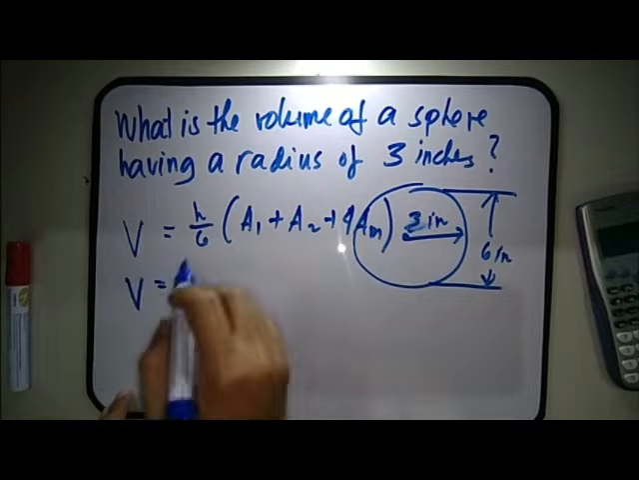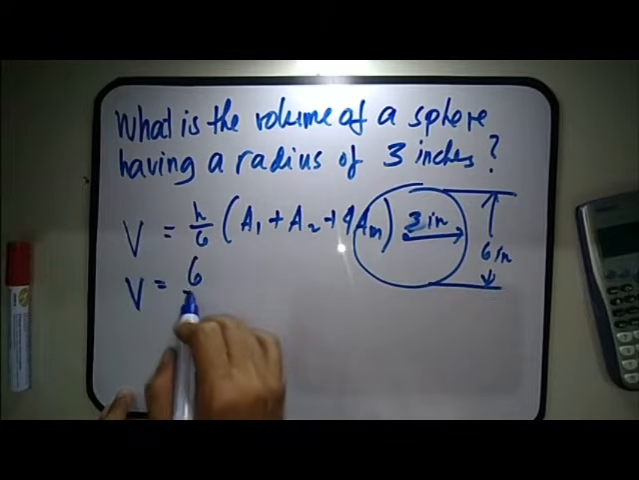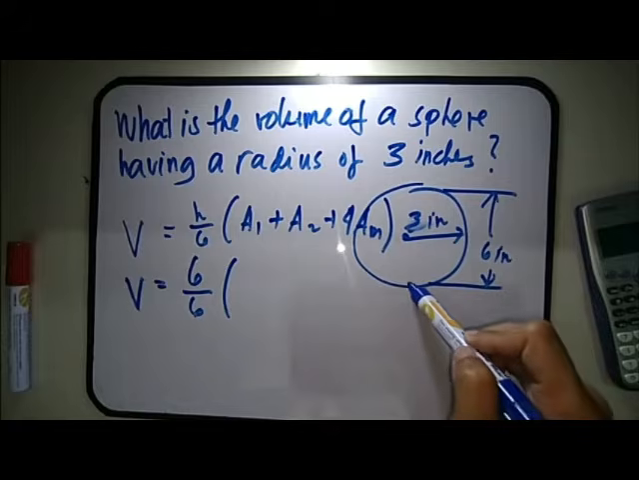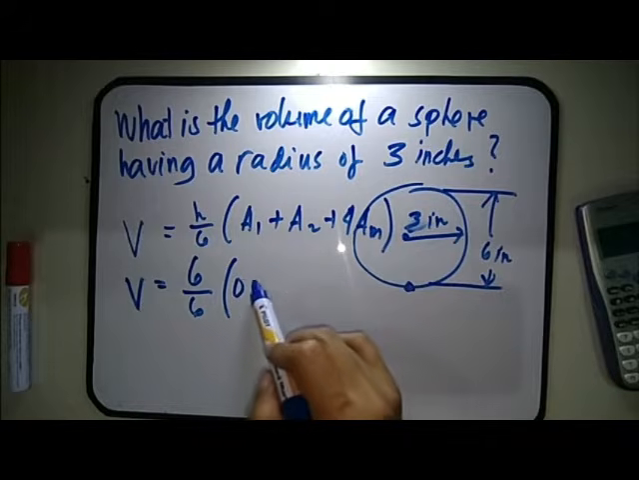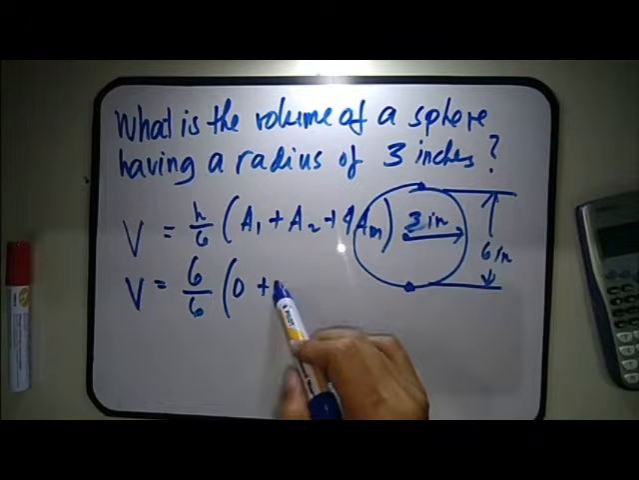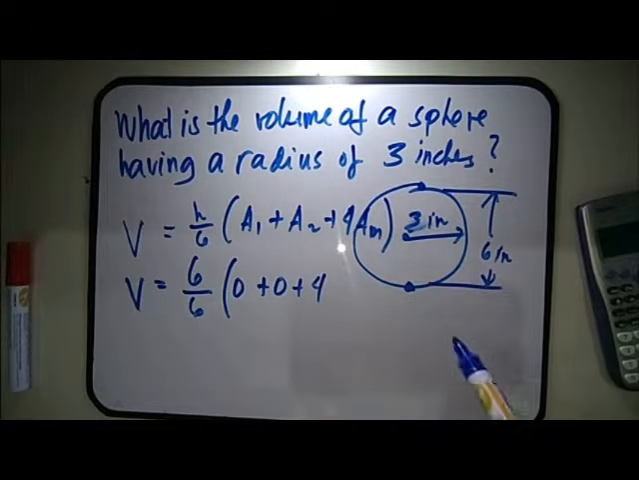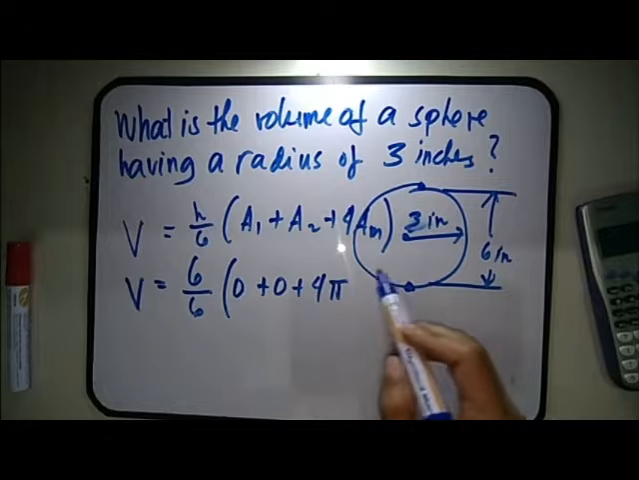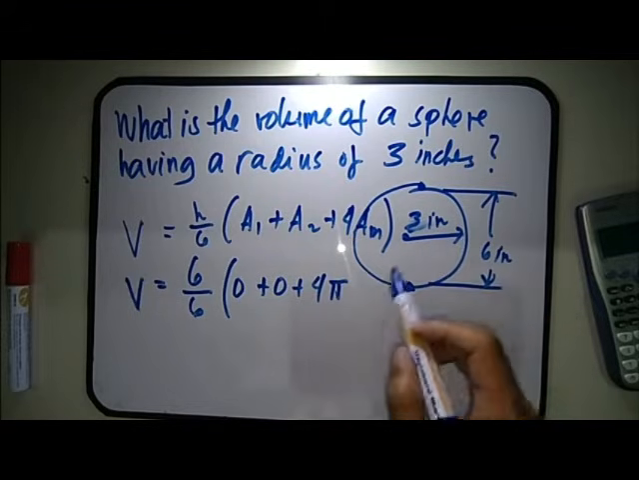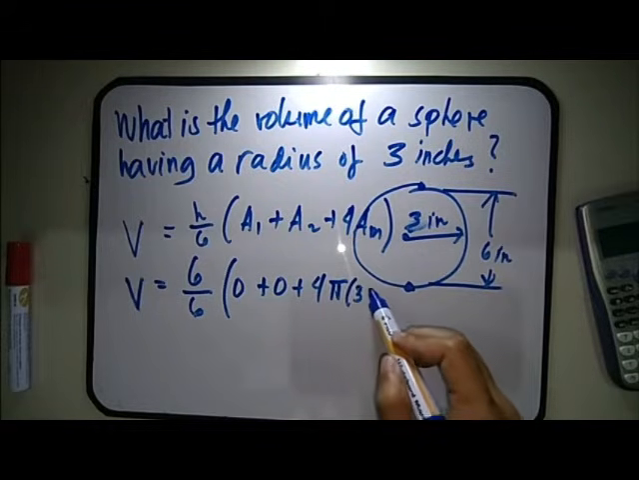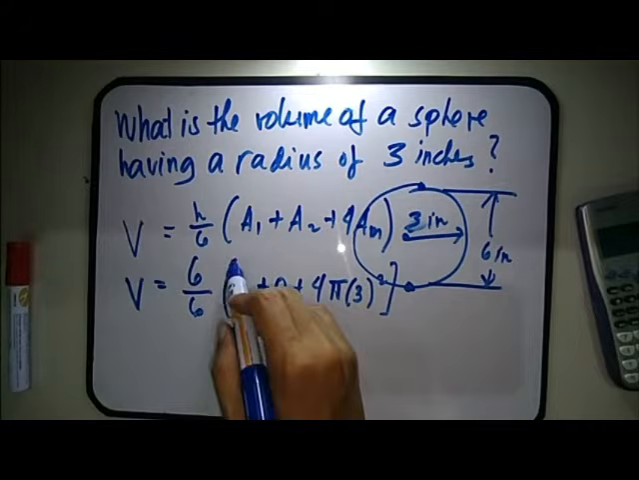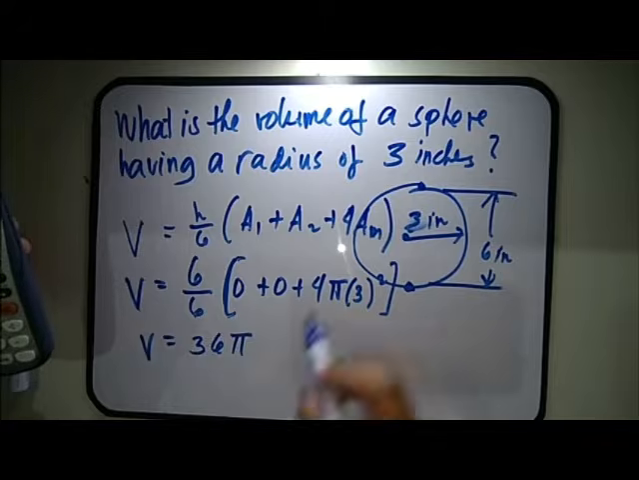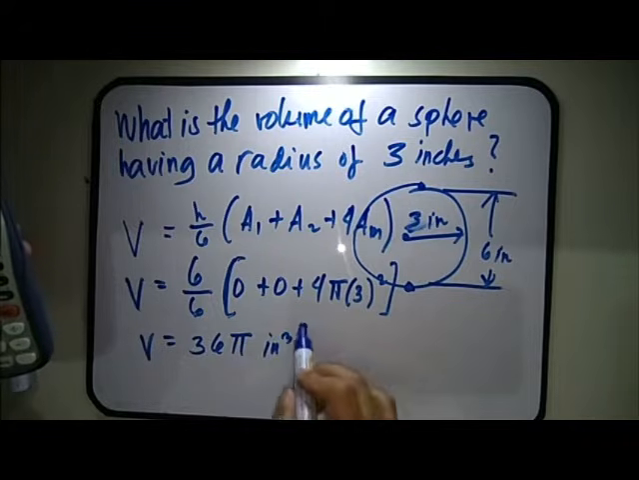So, volume, H is 6 over 6 times A1. A1 is the bottom. So, the bottom is 0, plus the top is 0, plus 4 times the mean area. That is pi times r squared. So, r is 3, that is 3 squared. So, that is 36 pi cubic inches.